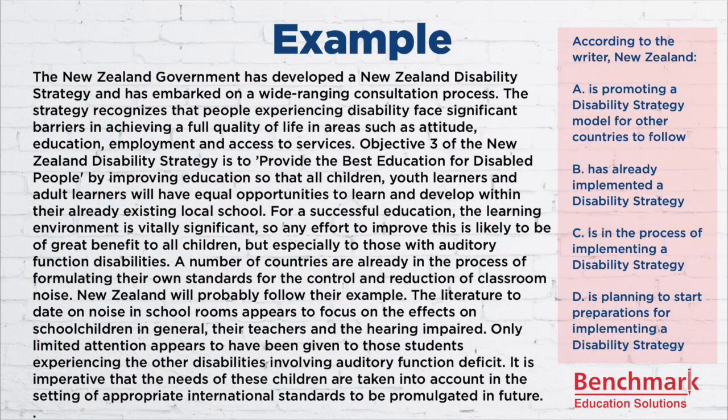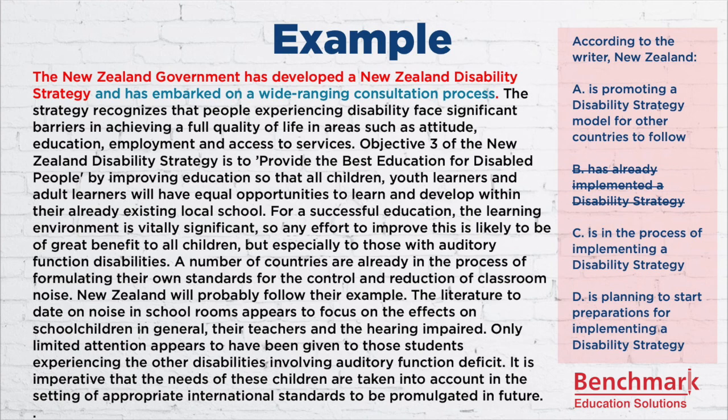All right, let's take a look at the text. I'm going to show you how I used my keywords to answer these questions and also how I used the process of elimination. Some of our keywords are in the very first sentence. It says, the New Zealand government has developed a New Zealand disability strategy and has embarked on a wide-ranging consultation process. The fact that this sentence says, and has embarked on a wide-ranging consultation process shows that it hasn't necessarily been implemented yet, so we can eliminate option B.